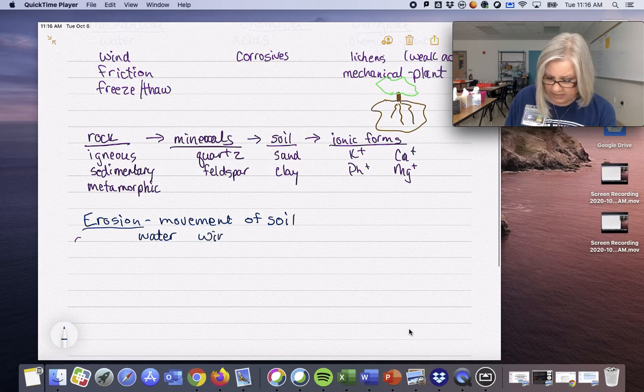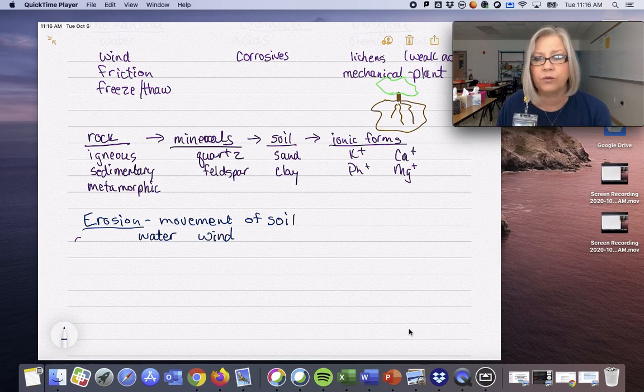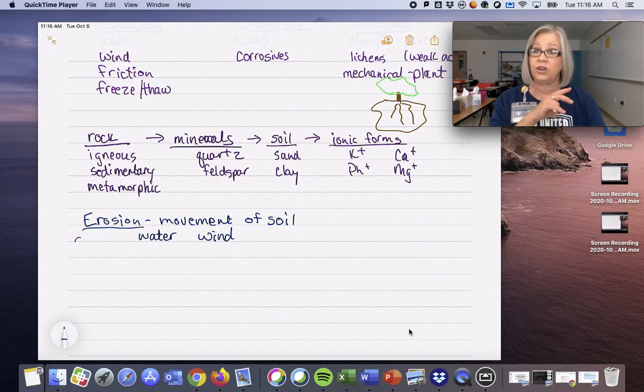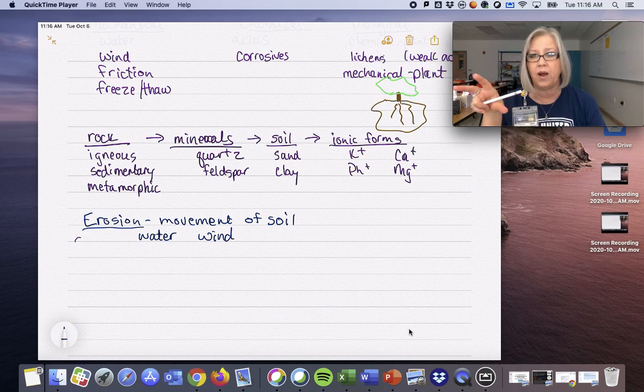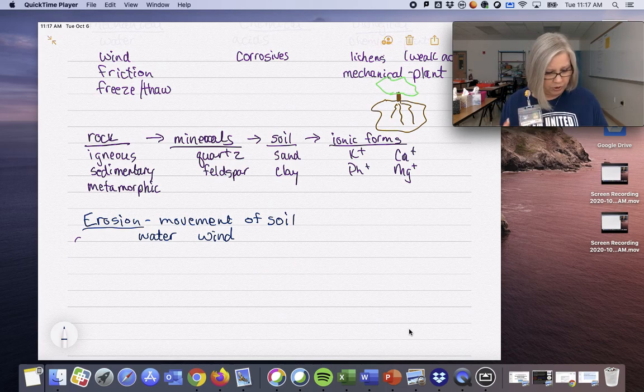Now, most of the time, the one we want to avoid is erosion. Erosion is usually not a good thing. Weathering, not so bad. It takes longer, obviously, and then erosion is a much quicker process, right? And it can occur through storms. Heavy winds, heavy rain usually do the most damage with erosion.